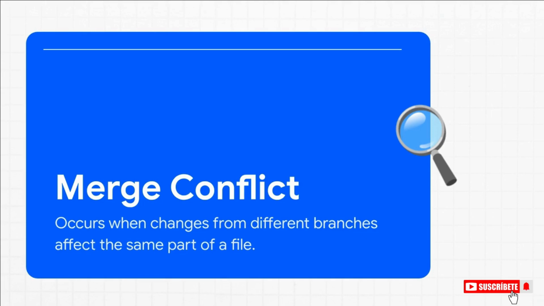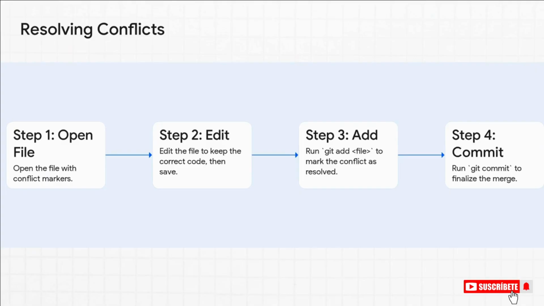And I'm going to tell you a secret. It's not an error. You didn't do anything wrong. It's just Git's way of politely raising its hand and saying, hey, I see two different changes to the same spot, and I'm just a computer. I can't decide which one is right. I need a human to look at this. It's a totally normal part of working on a team. And resolving it is way less scary than it sounds.